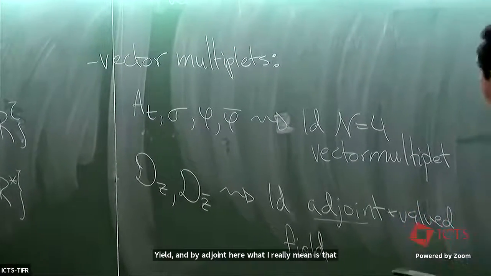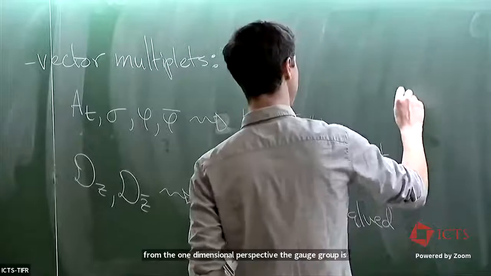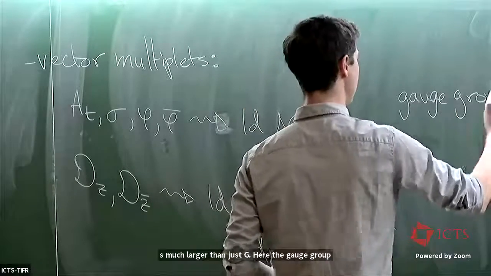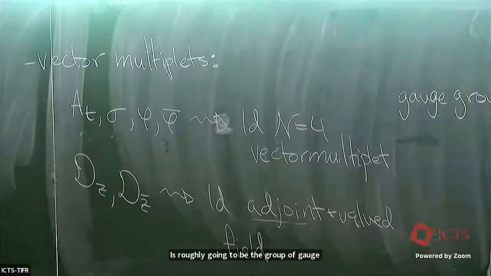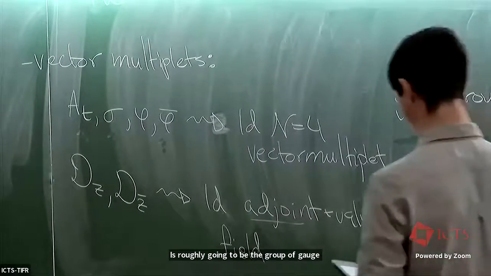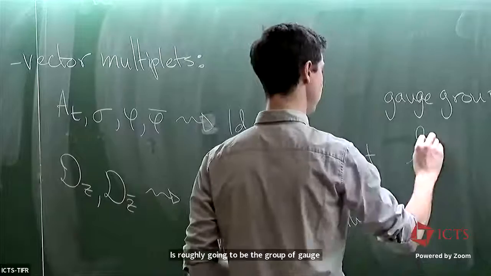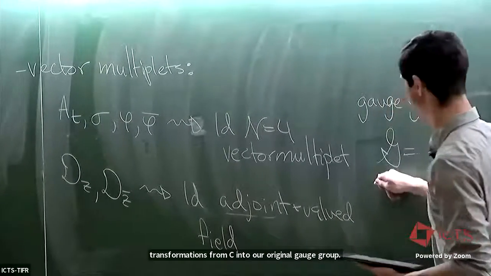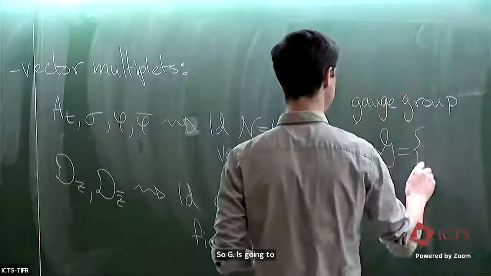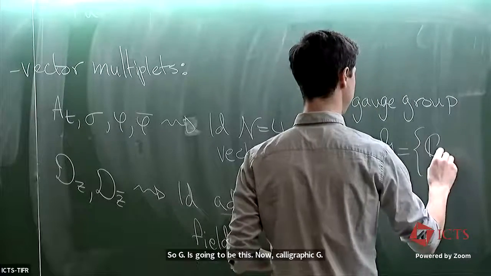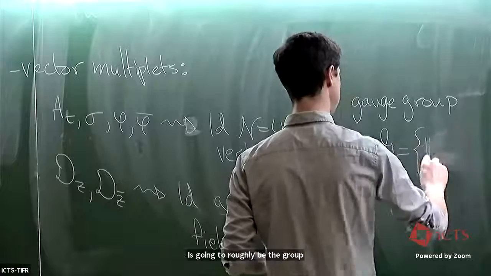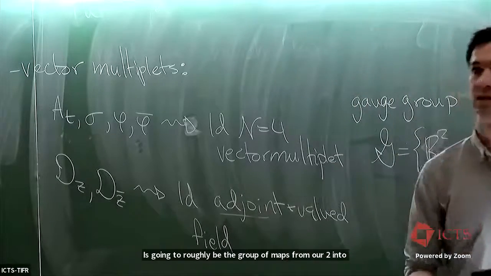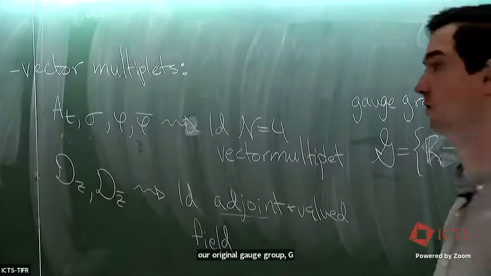Here, the gauge group is roughly going to be the group of gauge transformations from C into our original gauge group. So this now calligraphic G is going to roughly be the group of maps from R2 into our original gauge group G. This is a point of distinction.